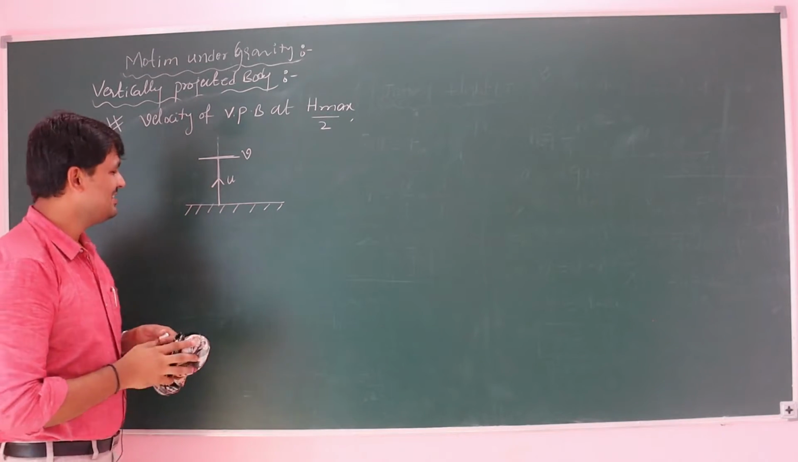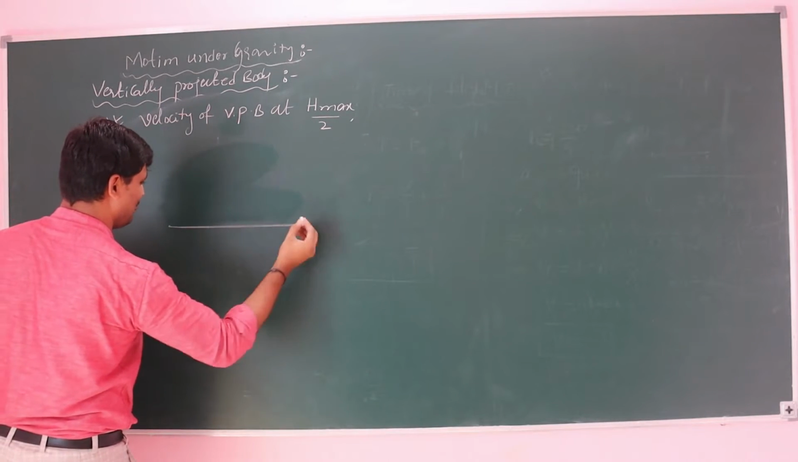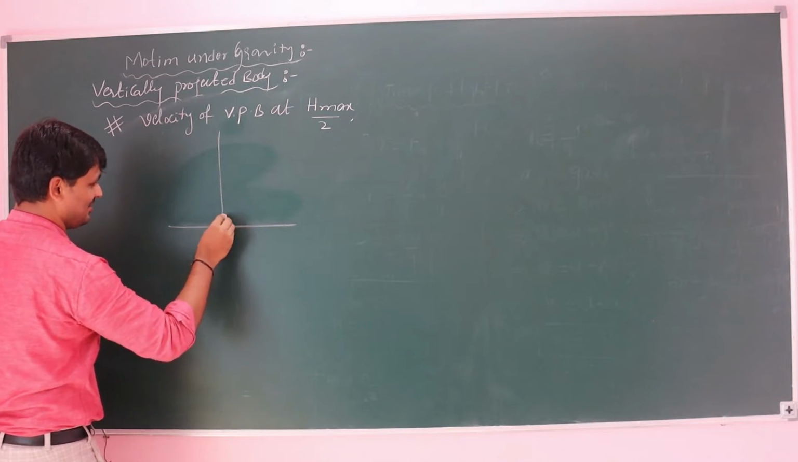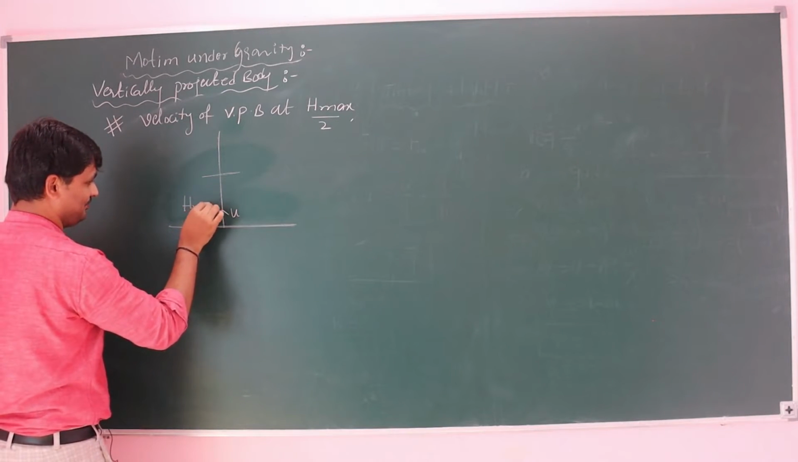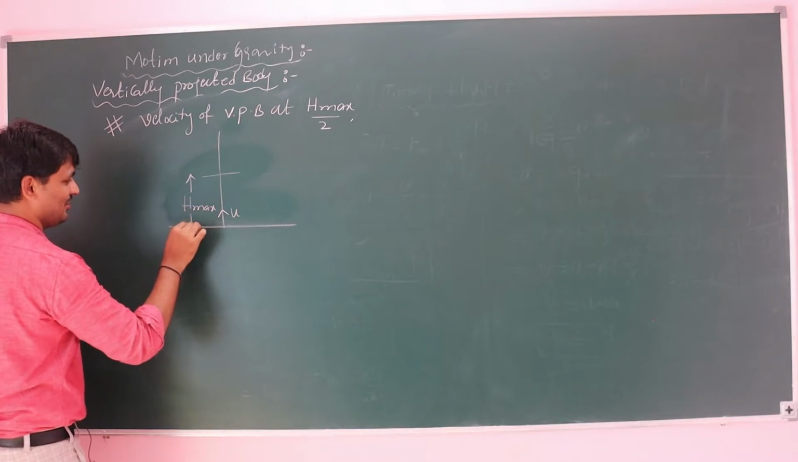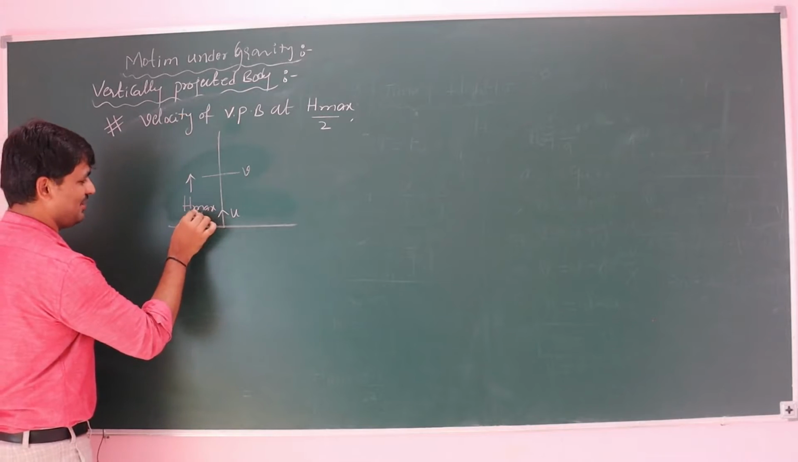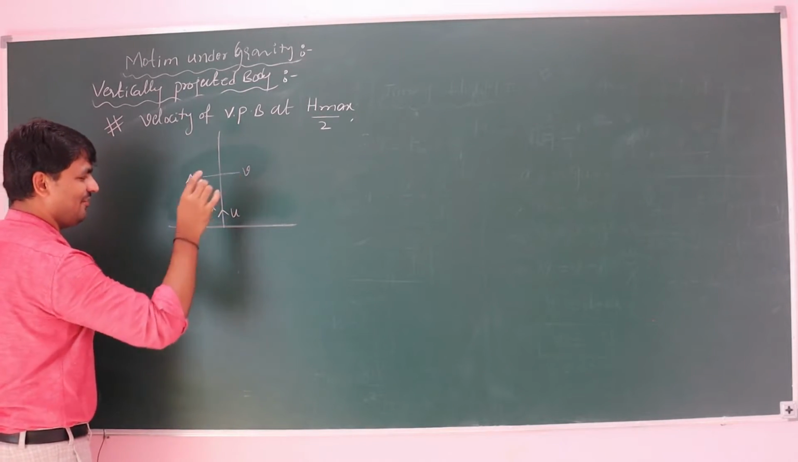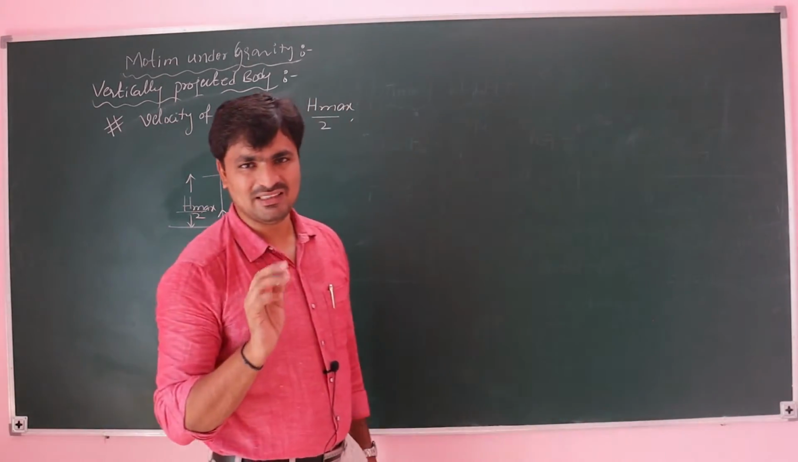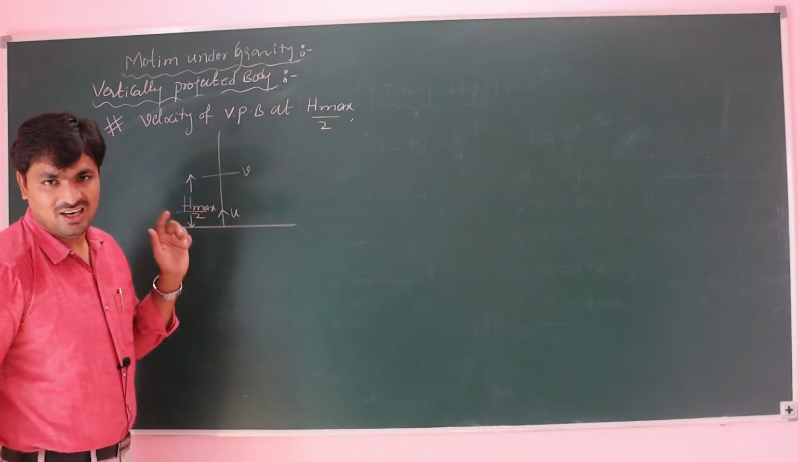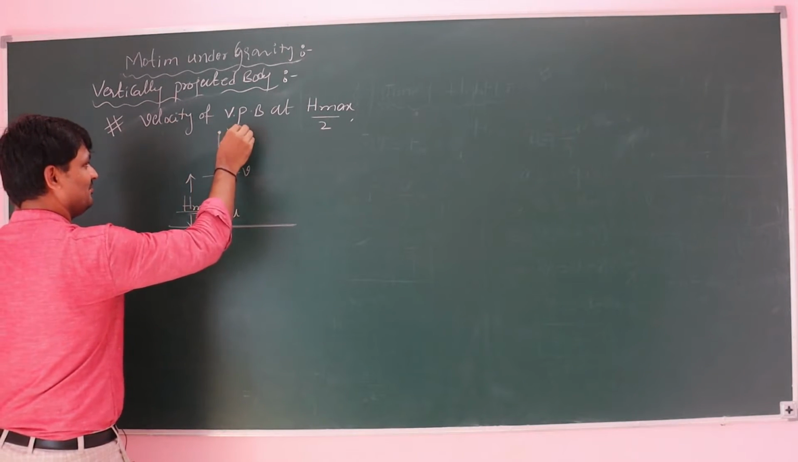See here, we are considering the body. I am projecting the body vertically upwards with some u velocity. After traveling half of the maximum height, what about the velocity at h max by 2? There are two easy methods to solve this question. First method: the final velocity is 0.